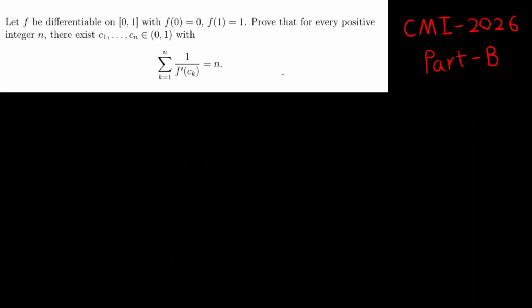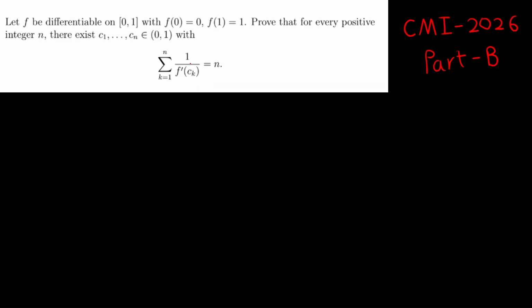Our next problem is taken from this year's CMI 2026 part B. Though the question is not exactly framed, the idea is the same. Let f be differentiable on closed interval 0, 1 with f of 0 equal to 0, f of 1 equal to 1. Prove that for every positive integer n, there exist c1 till cn belonging to 0, 1 with summation from k equal to 1 to n of 1 by f dash of ck equal to n. Now in this question, we will be using intermediate value theorem and Lagrange's mean value theorem.